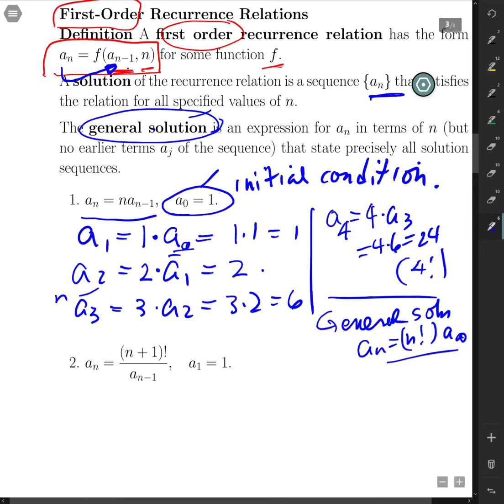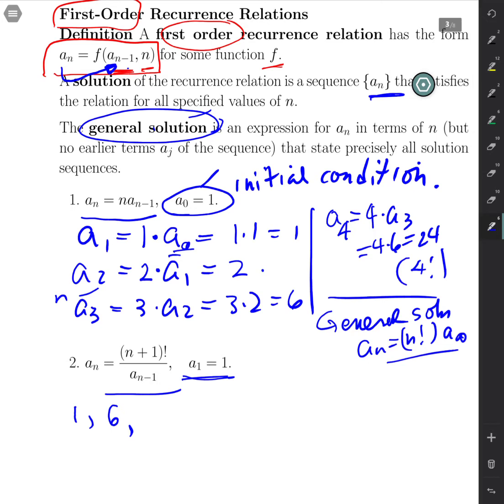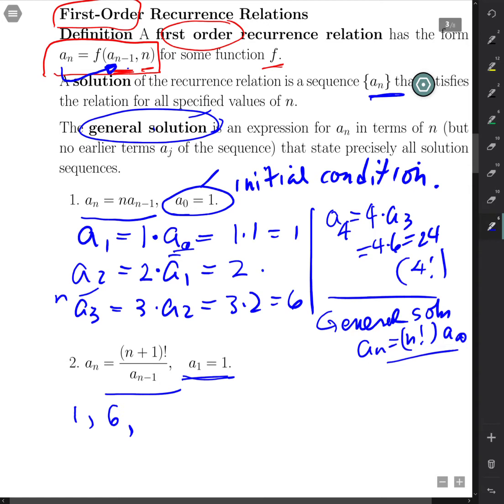Here's another one here. You can play around with that if you like. an is n plus 1 factorial over an minus 1. So now we're dividing by the previous term. And a1 is 1. And I'll just give you some of the values. So we'll have 1, that's a1. a2 will be 6. I'm going to write them down here, and you can check them out. So you can pause and actually do some calculations and see if you get the values I do. All right, so I'll continue on. 4, 30, 24, that's a5, and a6 is 210. Okay? So, and you know, it continues on after that.